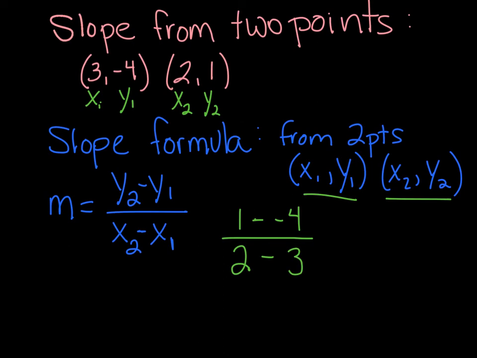And then we're going to simplify this. So 1 minus -4 is the same as 5. 2 minus 3 is -1. So my slope is -5.